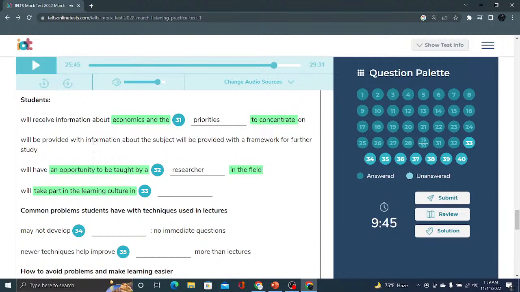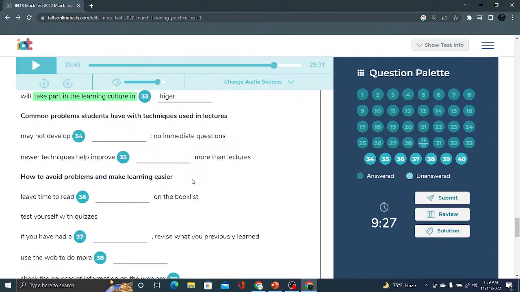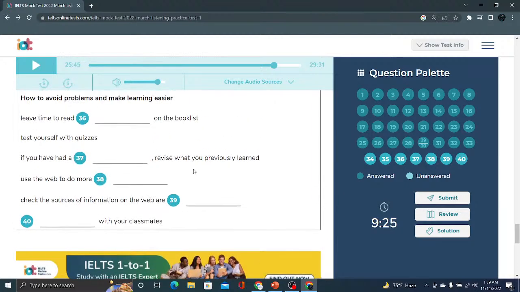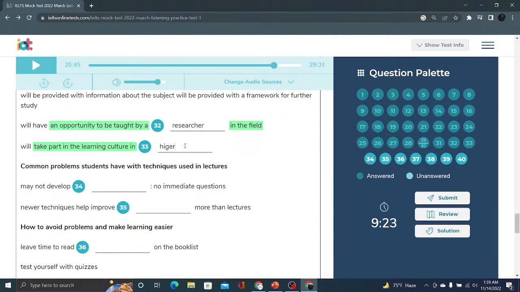Did you get the answer? He was saying that traditionally lectures are seen as an essential part of the learning culture for higher education. So the answer would be higher education. Oh no, where has it gone? Education. Okay.